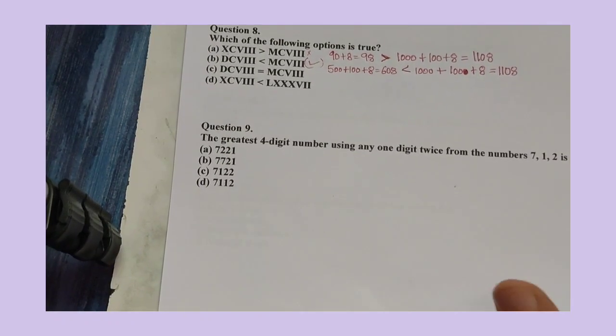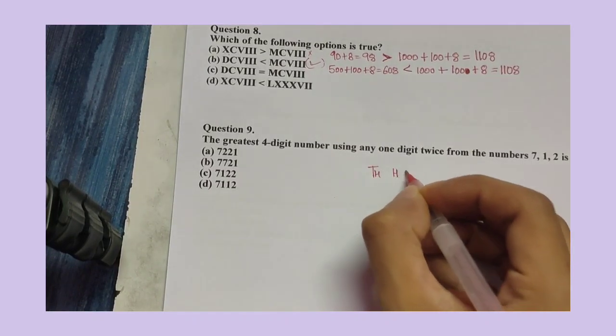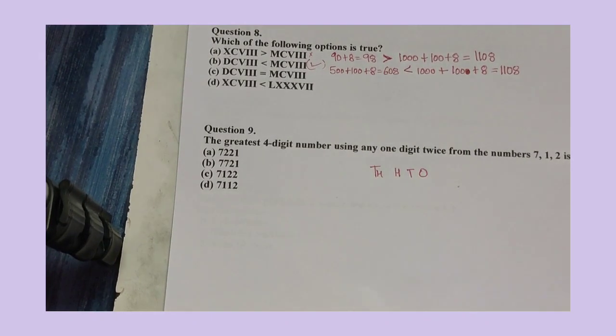Now what they have said is the greatest 4-digit number using any one digit twice from the numbers 7, 1 and 2. Now we have to make the greatest number, right? In the initial stage we got a 3-digit number and we had to make it the smallest. Now we have to make it the greatest and one number can be used twice. So okay, 4 digits are there. So 1000s, 100s, tens and ones.